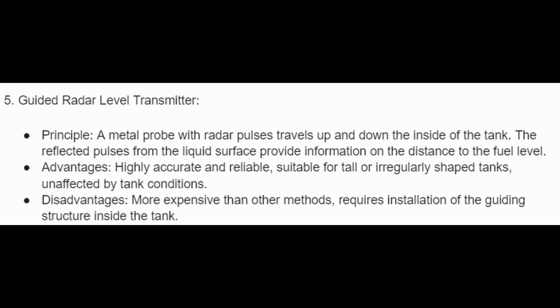5. Guided radar level transmitter. Principle: a metal probe guides radar pulses that travel up and down the inside of the tank. The reflected pulses from the liquid surface provide information on the distance to the fuel level. Advantages: highly accurate and reliable, suitable for tall or irregularly shaped tanks, unaffected by tank conditions. Disadvantages: more expensive than other methods, requires installation of the guiding structure inside the tank.